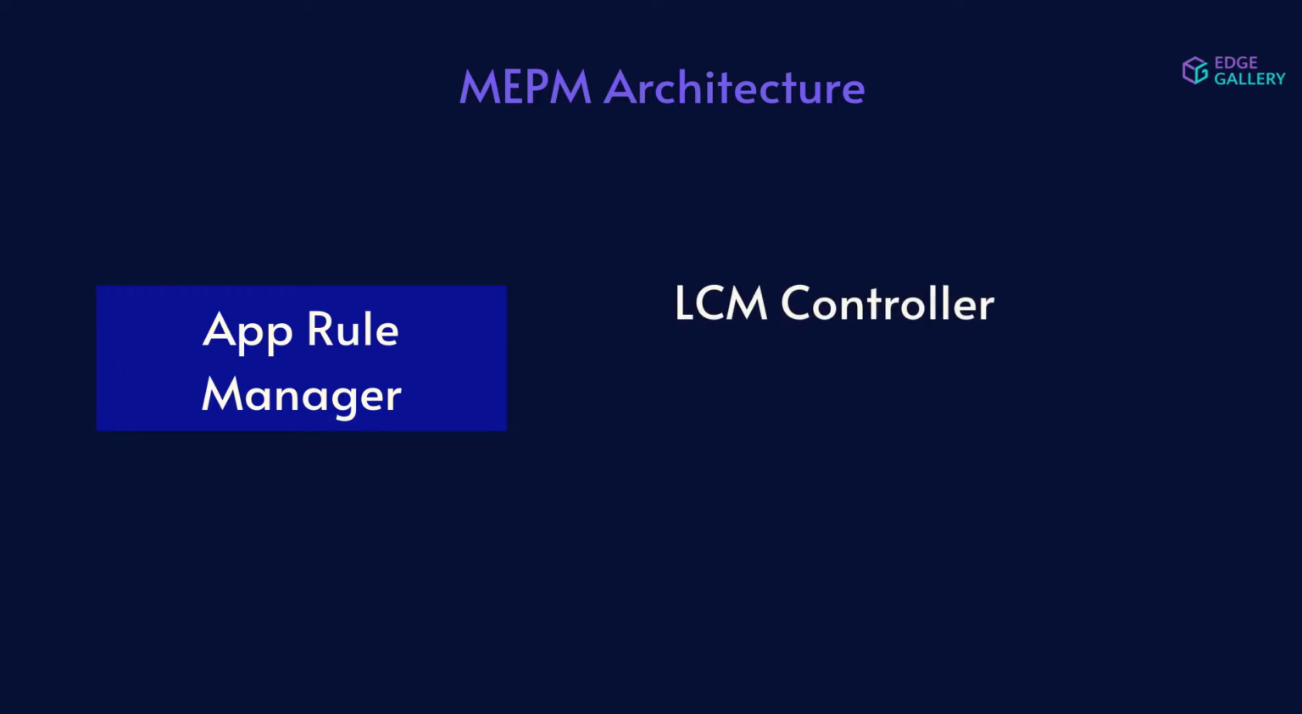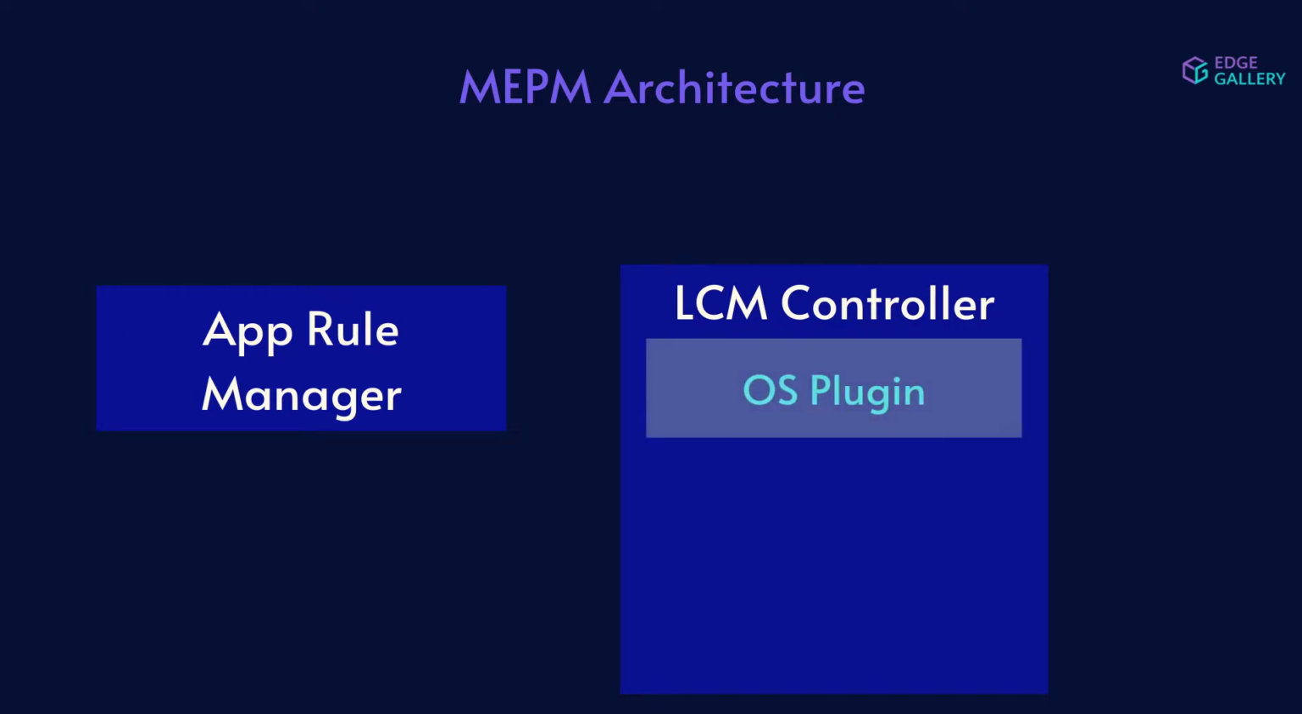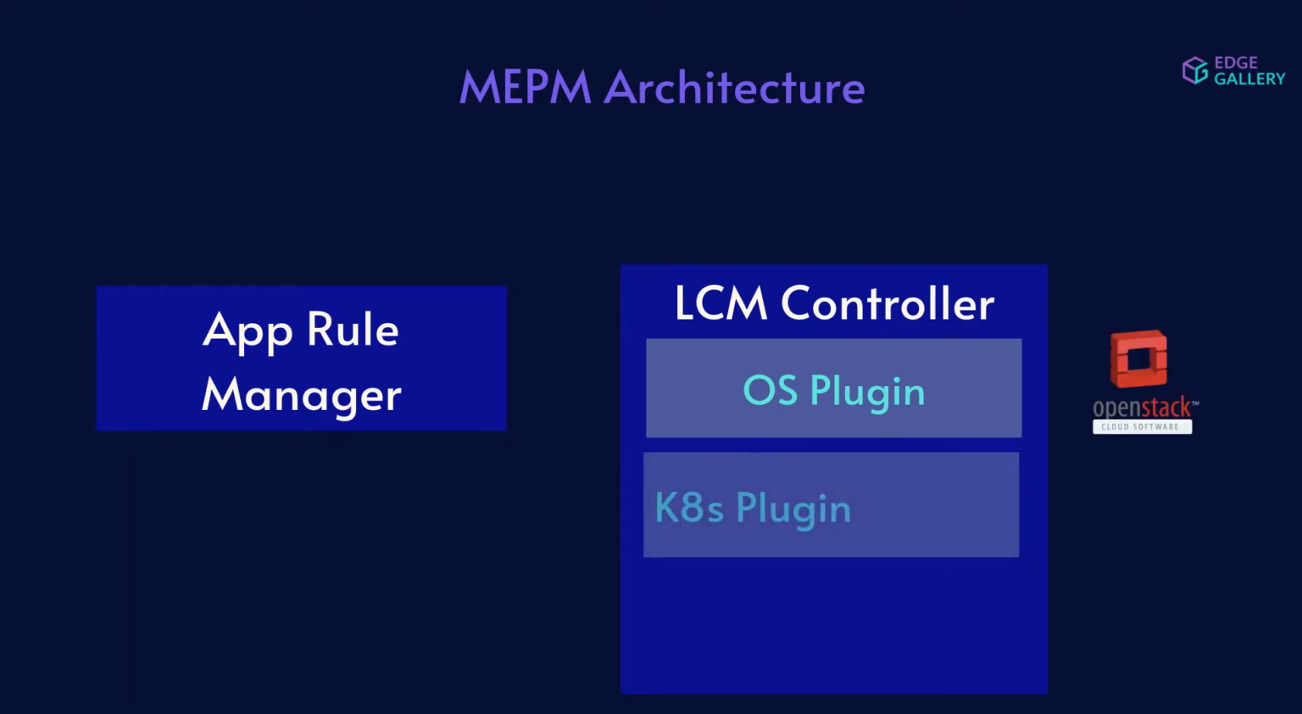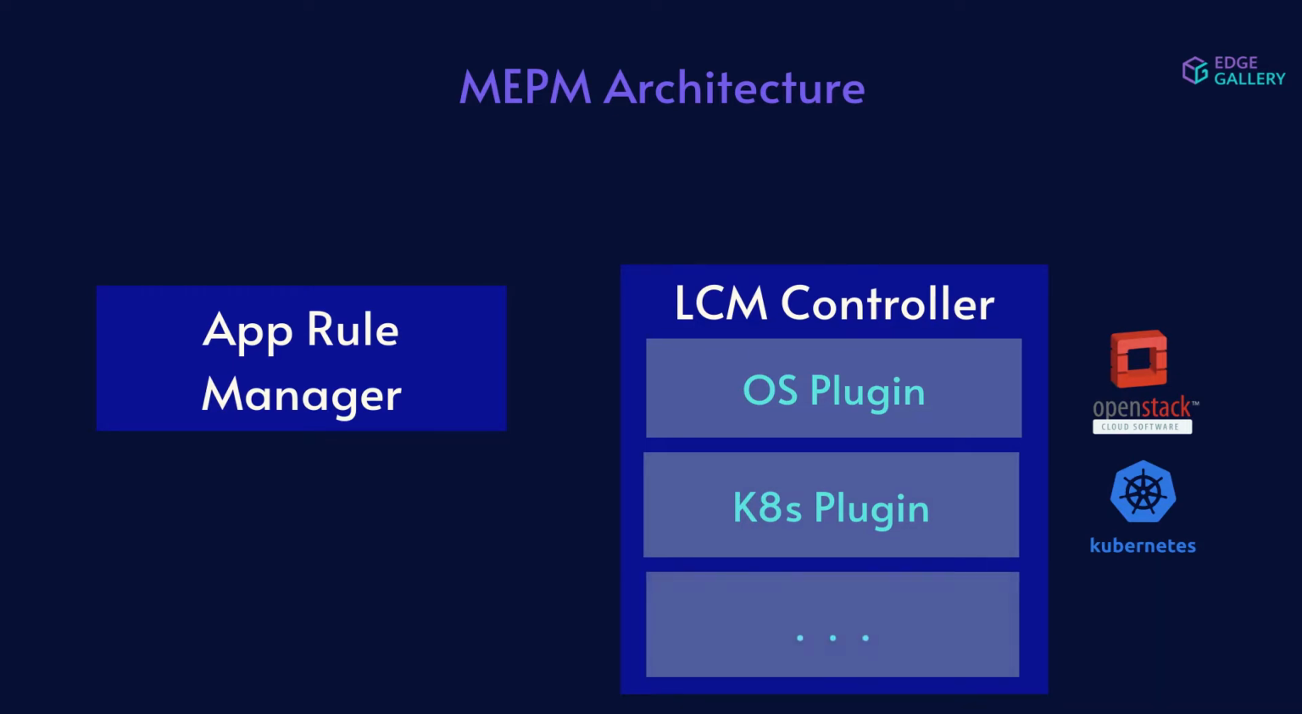LCM Controller is a multi-cloud adaptation layer that works as a proxy for the underlying cloud infra. It consists of the OS plugin for interacting with the OpenStack-based VMs. The K8s plugin is a Helm client to interact with the Kubernetes clusters. One can also add custom adapter plugins to the LCM controller based on the business needs.